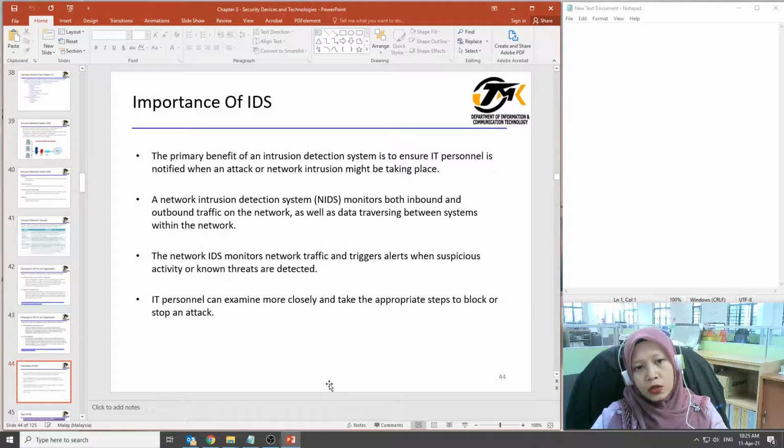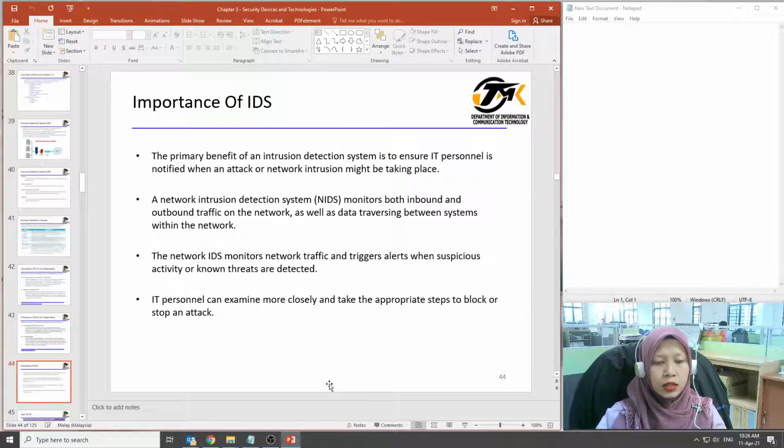Okay. So next is the importance of IDS. What is the importance of IDS? The first one is to ensure IT personnel are notified when an attack or network intrusion might be taking place. Usually IDS works 24 hours. Some companies which have a network operation center usually work in shifts, a day shift and a night shift. When anything happens regarding intrusion detection, the IDS will detect it and inform the IT personnel.